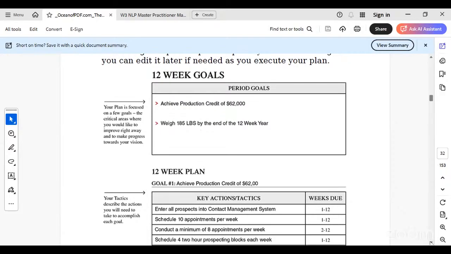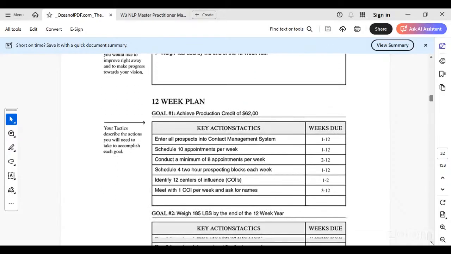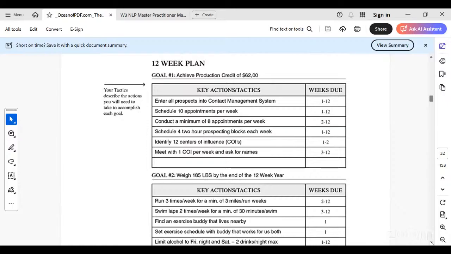12-week goals, period goals. So your plan is focused on a few goals, the critical areas where you would like to improve right away and to make progress toward your vision. Achieve production credit of $62,000, weigh 185 lbs by end of the 12-week year. So 12-week plan. Your tactics describe the actions you will need to take to accomplish each goal. Goal 1, achieve production credit of $62,000, would include key actions.